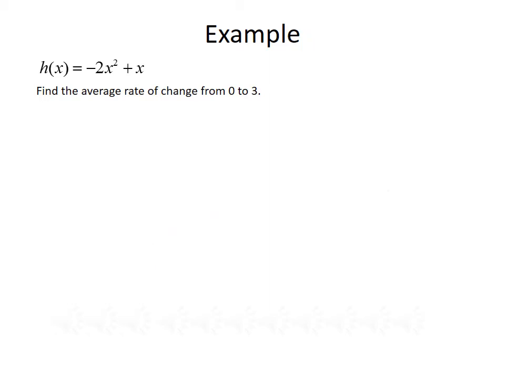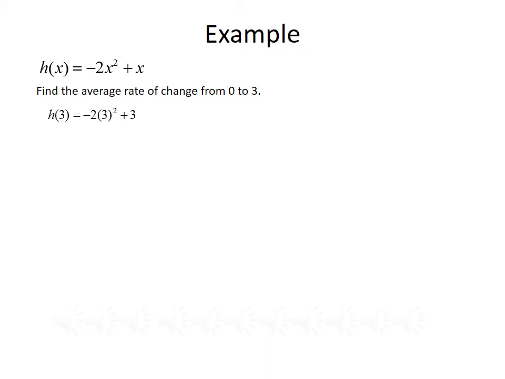Let's work a couple of examples where we'll use rate of change. So consider the function h of x equals -2x squared plus x. Find the average rate of change of function h from 0 to 3. To find the average rate of change from 0 to 3, we first need to find the function values at 0 and 3. So let's consider h of 3.